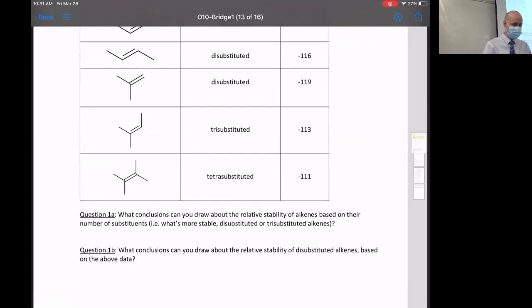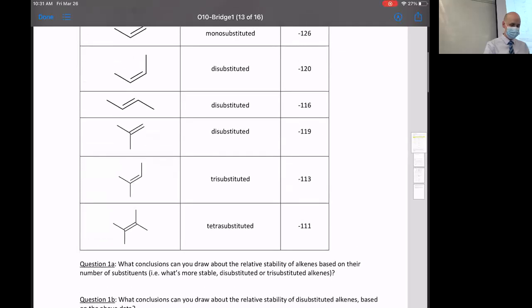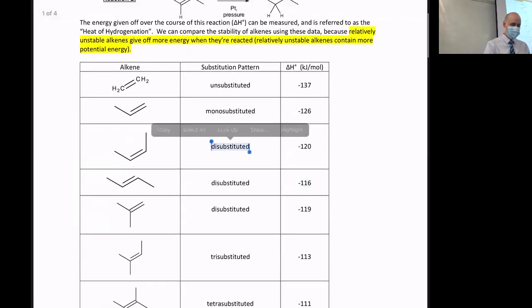For most of you, you got the right idea on number one. And this is something that's not new. What conclusions can we draw about the relative stability of alkenes based on their number of substituents? Going back to last semester, this was officially Zaitsev's rule, but it doesn't really matter. The point is that when we look at these numbers, greater negative numbers mean what? More or less stable?